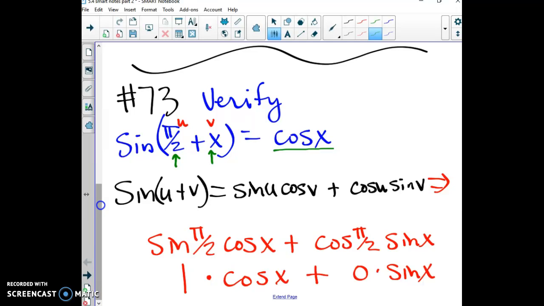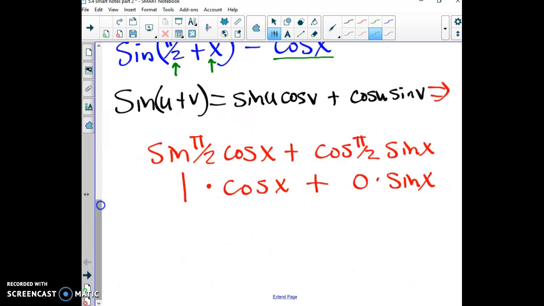So we're going to use the sum formula, sine of u plus v. u is pi halves, v is x, so it's sine pi halves cosine x, plus cosine pi halves sine of x. When we simplify that, sine of pi halves is 1, times cosine of x. Cosine of pi halves is 0, so this whole term disappears, and we're left with cosine x.